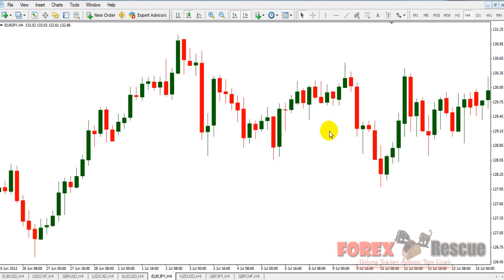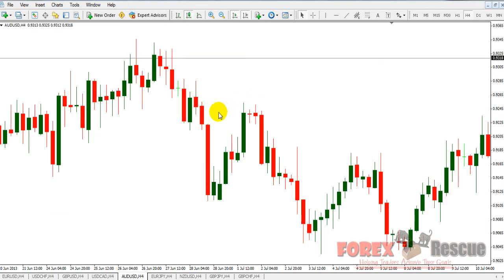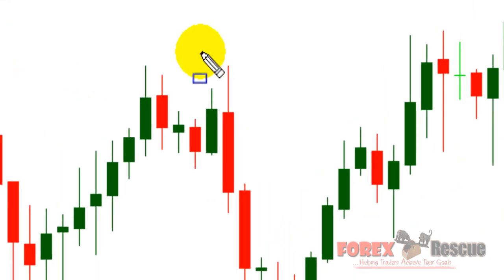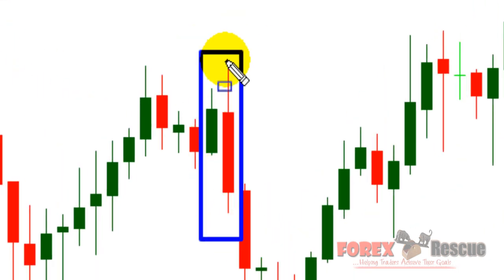Like I told you earlier, in the engulfing bar, the high of the candle is higher than the previous high, while the low is lower than the previous candle's low. Now let me show you a classic example of an engulfing bar. This is the Australian dollar USD 4-hour time frame. This is an engulfing bar here. You can see it is formed by the combination of two candlesticks. If you look at it here, the high of this candle is higher than the high of this candle, while the low is lower than the low of this candle.